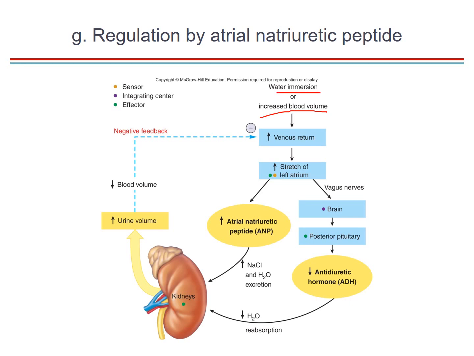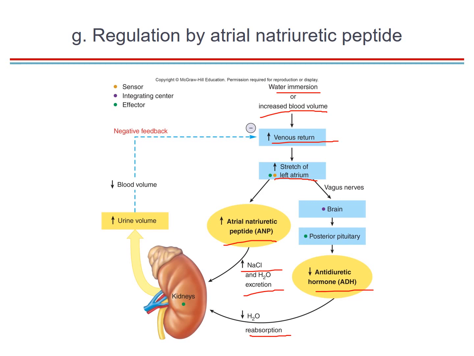And so when we are immersed in water, what happens is that we have an increase in venous return. So this increases the stretch of the left atrium. And so from that, what we have is an increase in ANP. And this is going to promote salt and water excretion, all right, into the urine in response to the increase in blood volume. But this also inhibits ADH, the antidiuretic hormone, or vasopressin. And so from decreasing that, that's going to decrease the amount of water reabsorption.